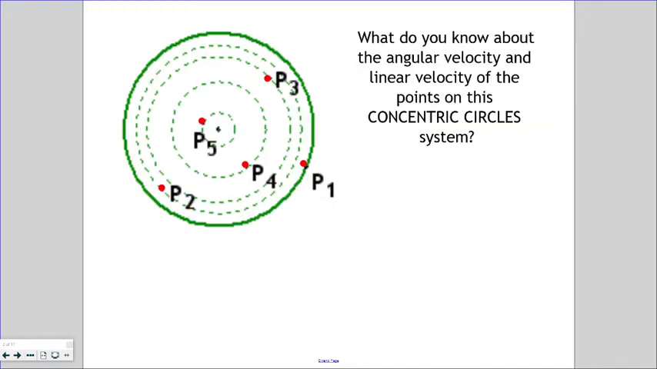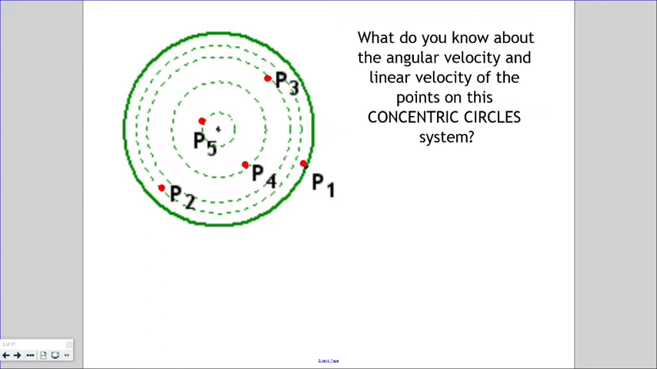All right, then last Tuesday, we talked about concentric circle systems. So we used that merry-go-round example. And we said, okay, anywhere on the merry-go-round, the angular velocity is the same. You had to turn through the same angle, regardless of where you were standing on the merry-go-round.